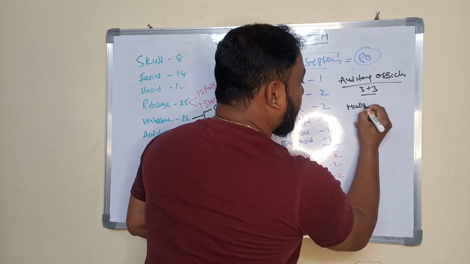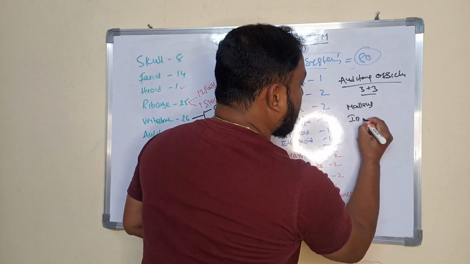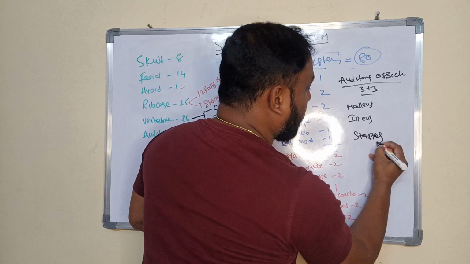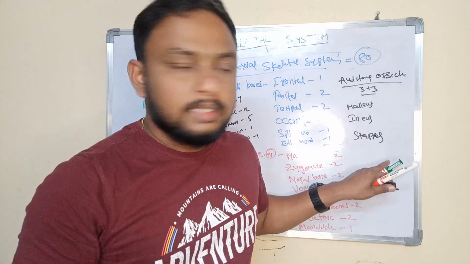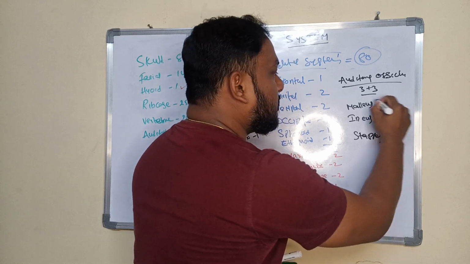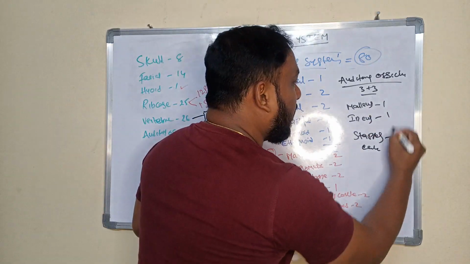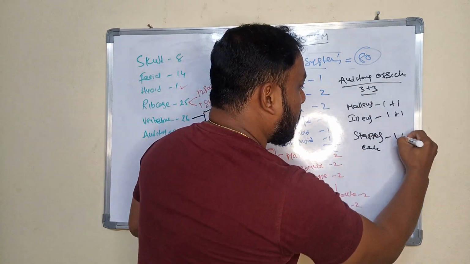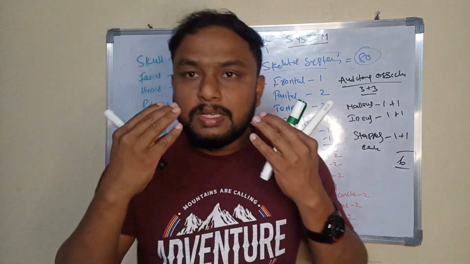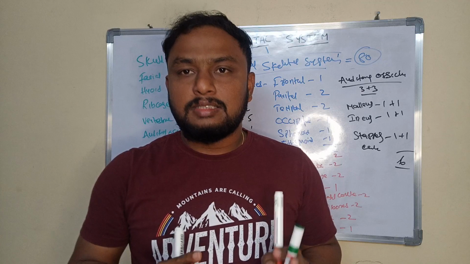Malleus, incus, stapes. Okay, malleus, incus, stapes. So these are the bones which are present in each ear. So ultimately 1 plus 1, 1 plus 1, so 6 bones. So these are the bones which are present in the axial skeletal system.